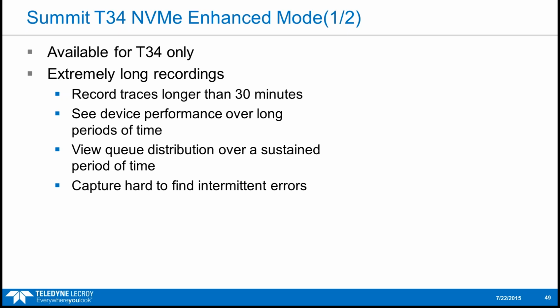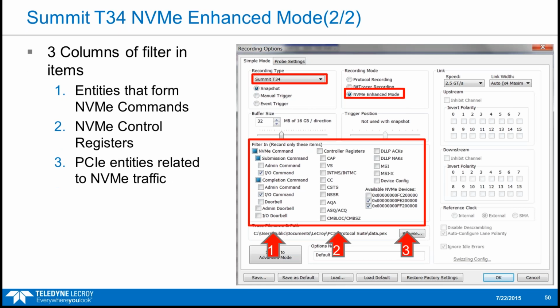Just to give you a little more detail about it, to set this up, once again, you need to have a Summit T34. You just select the NVMe Enhanced mode, and in this red box here, you'll be able to select various items that you want to record. And so it's fairly simple to use, but once again, it's on the Summit T34 that this feature exists.